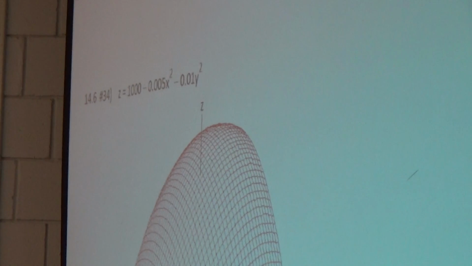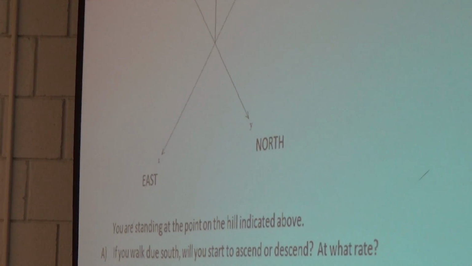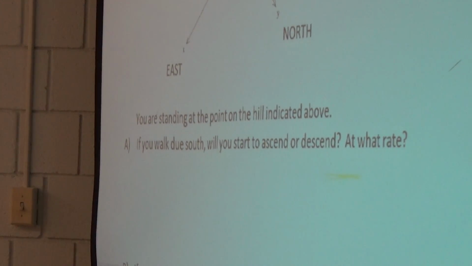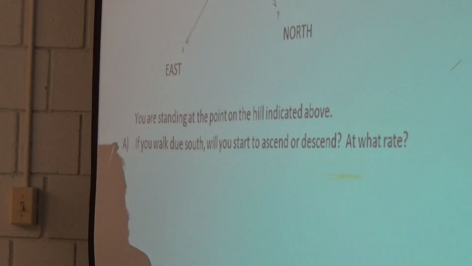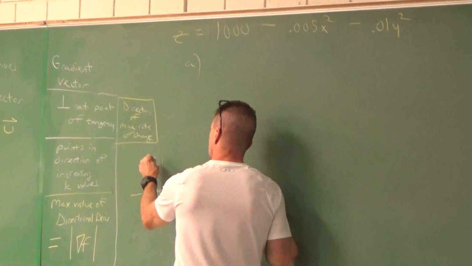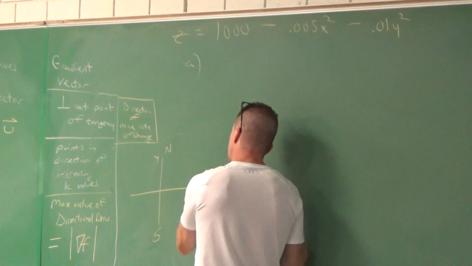Letter A, they asked me about some directional derivative. Let me pull it back down again. If you walk due south, will you start to ascend or descend? And they said at what rate? So, but see the directions for north and south? So we're talking about, see that's the xy axis? Now I can just draw it right here. In terms of x-axis, y-axis, this is north, and this is south, this is east, and this is west.